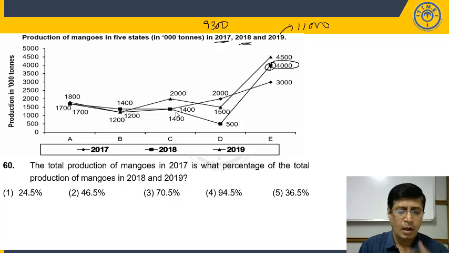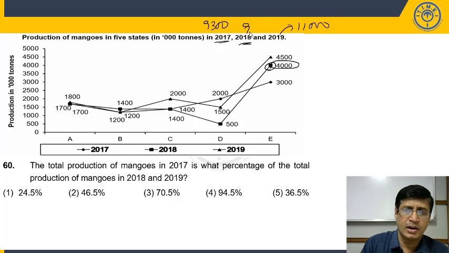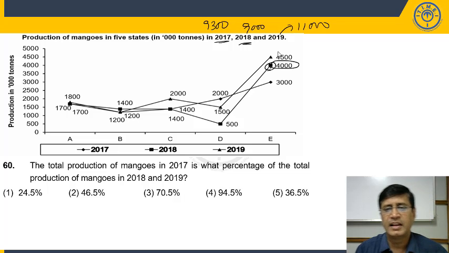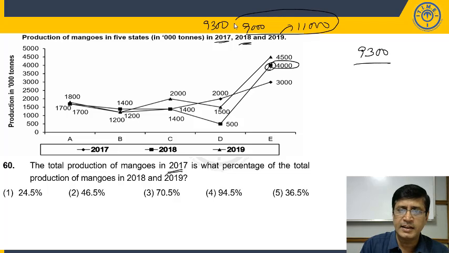Am I right? Plus 1,400 plus this value. Now by adding all these values, we will get 9,000. So 9,000 plus 11,000, that is 20,000. What is asked? 2017 value means 93,000 upon 18 and 19 together. 18 and 19 together means it is 20,000.